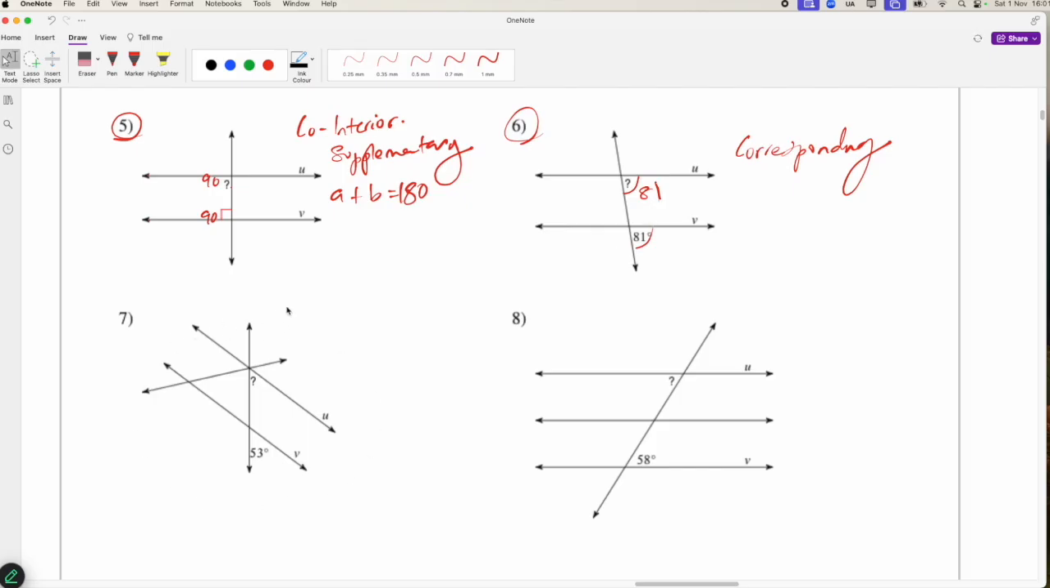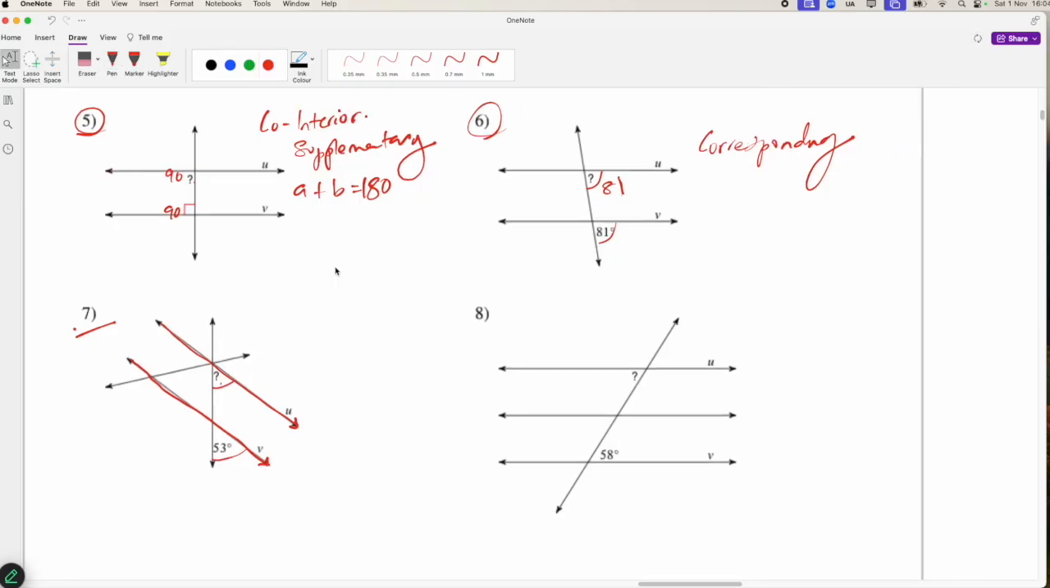This one looks a bit tricky, but don't let those lines confuse you. What kind of angles are these, this one here and this one here? Don't let the diagram chain you up. It's saying that this line is parallel with this line. These two are the parallel lines. These are corresponding angles.